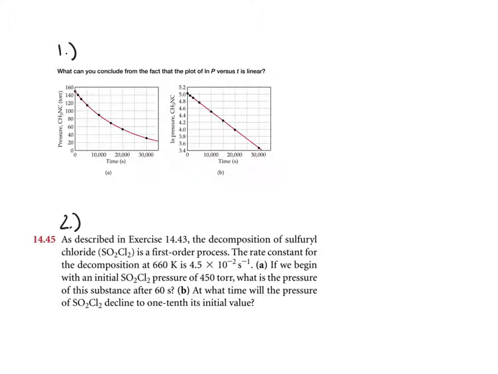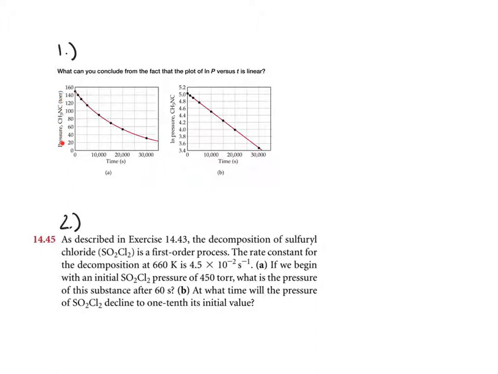So here are two examples of problems that you'd expect to see as it pertains to integrated or differential rate laws. Let's take a first look at this first one. Okay, so you've got a couple of graphs here. You've got graph A and graph B. It says, what can you conclude from the fact that the plot of ln of P versus t is linear? And so what you have here is, instead of concentration on the vertical axis, you have pressure.